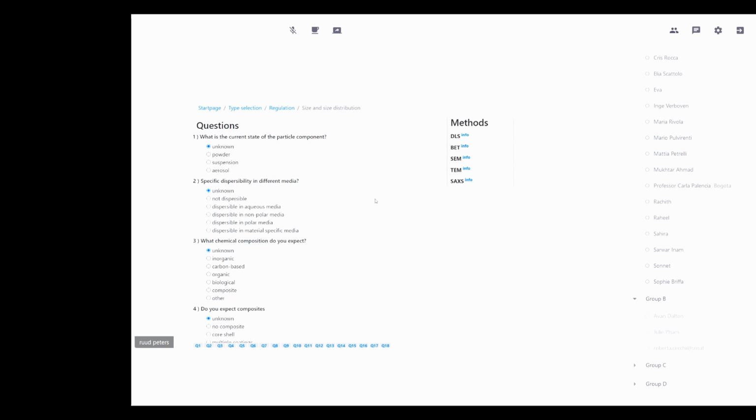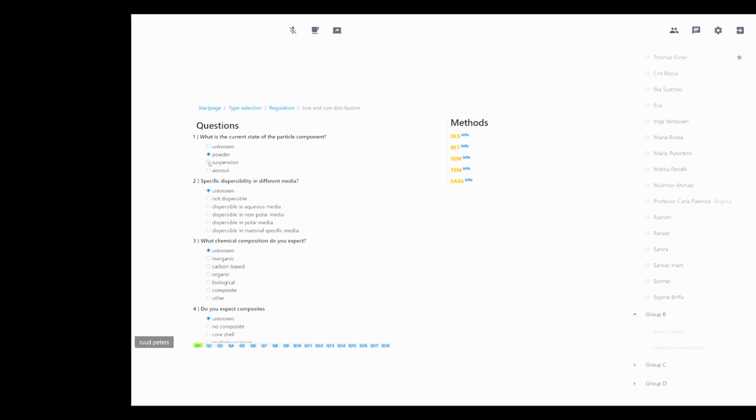Now let's have a look at how it works. We just start by answering questions. The first one is the question, what is the current state of the particle component? It could be a powder, for instance, like here, and now you see that all my methods turn an orange color, which means that these methods may be possible, but that more information is needed to decide whether it is useful or not.